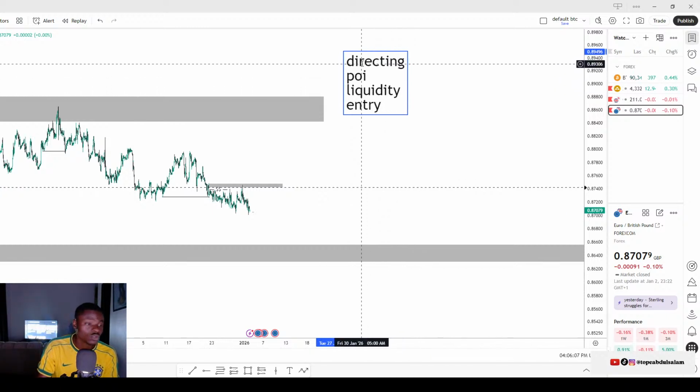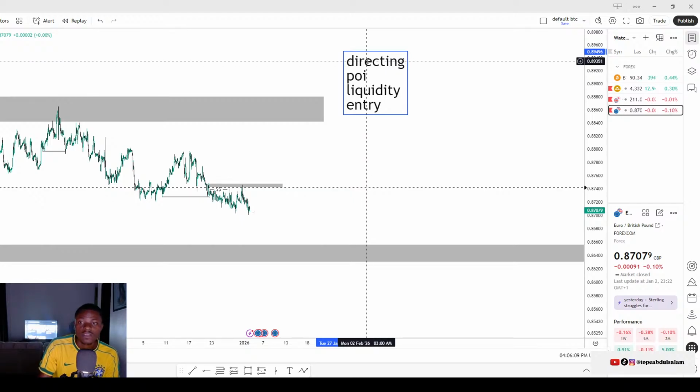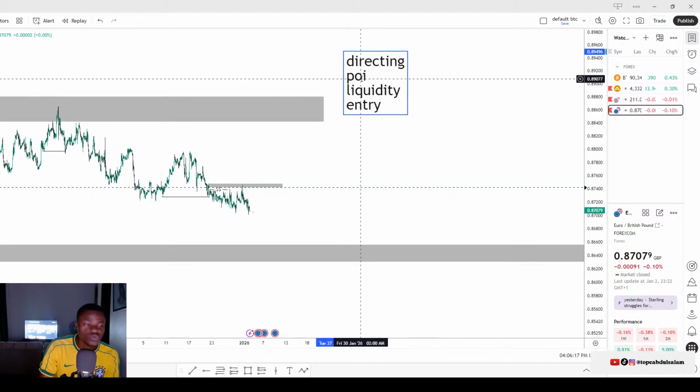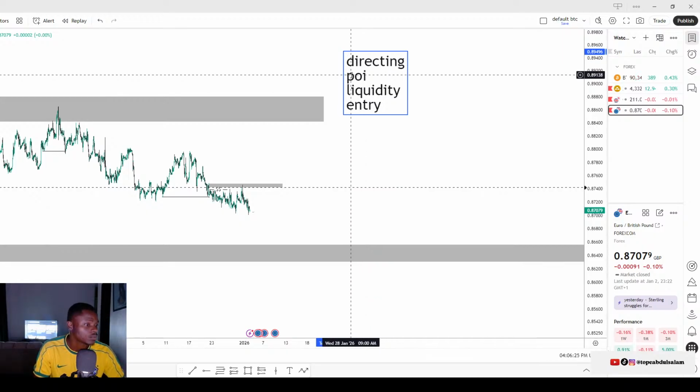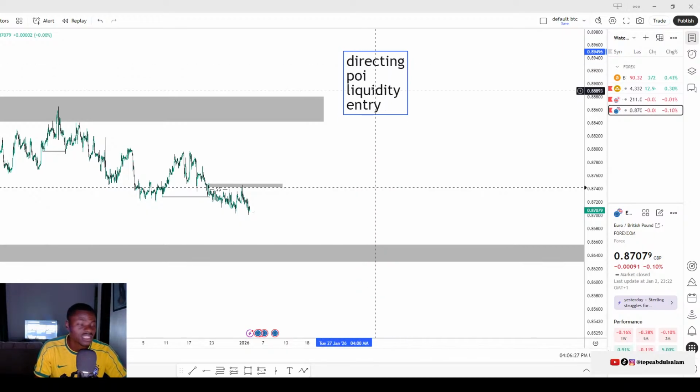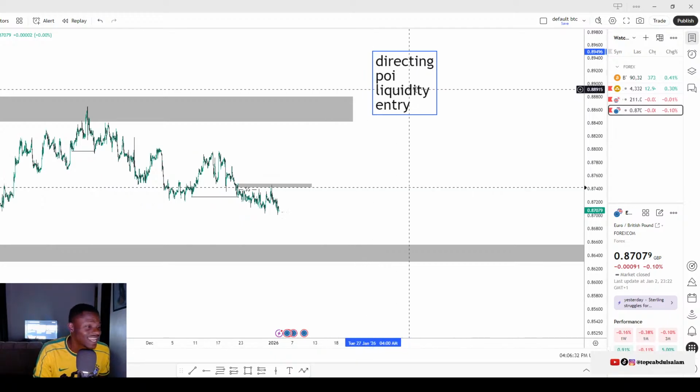So the reason why I taught you market structure was because I want you to look at the market and know the direction of the market. And the reason why I taught you order blocks and point of interest is that it's an area where there is volume from, where there is momentum from. And the reason why I taught you liquidity, structural and external liquidity, is because those are the places that you will be targeting for your TPs and entries.